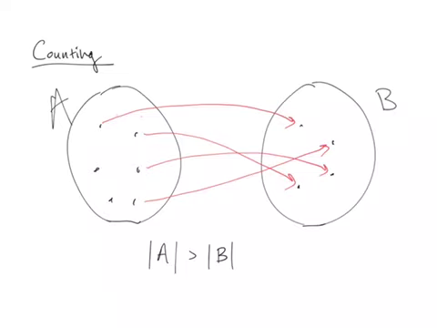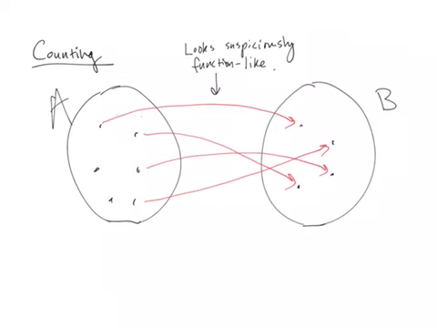What you might notice is that this pairing off process looks suspiciously function-like. So here's a question for us. What does counting and cardinality have to do with functions?